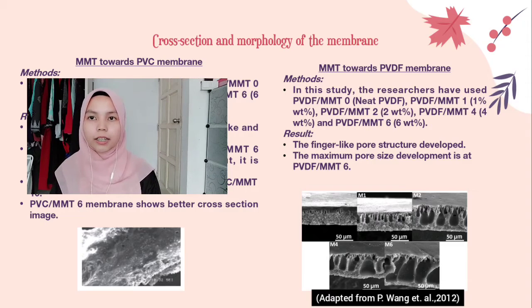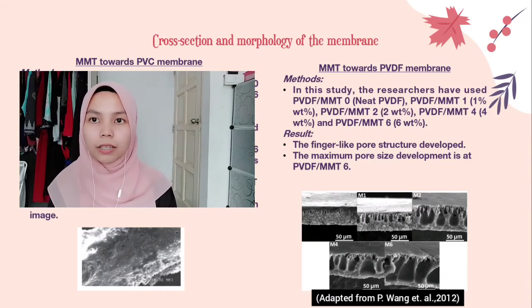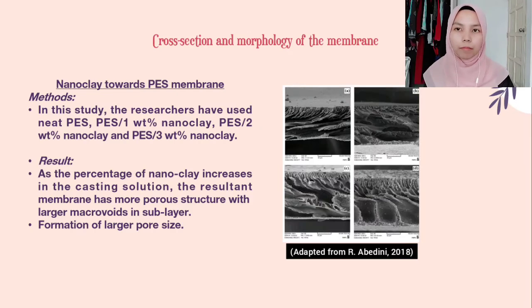But in the study of addition of MMT towards the PVDF membrane, there is no such agglomeration, at which in this study the researchers used a neat PVDF, 1 weight percent of MMT, 2 weight percent of MMT, 4 weight percent and 6 weight percent of MMT. So the highest loading of MMT is 6 weight percent, and it showed the biggest pore size formed because there is no agglomeration occurring. So the next type of ceramic material is the nanoclay incorporated with the PES membrane.